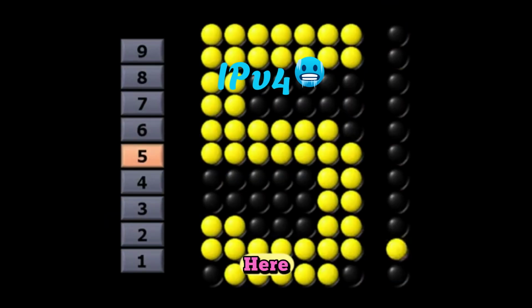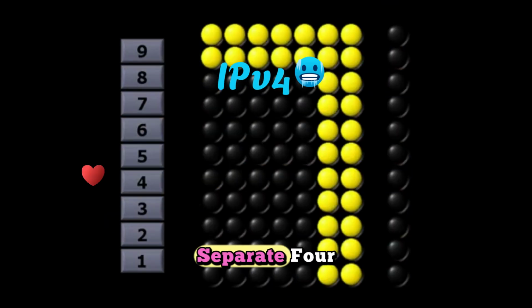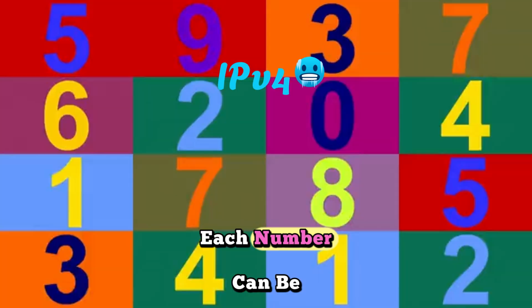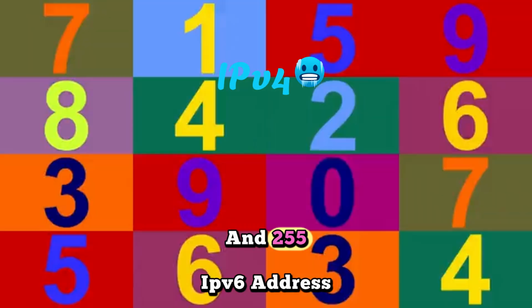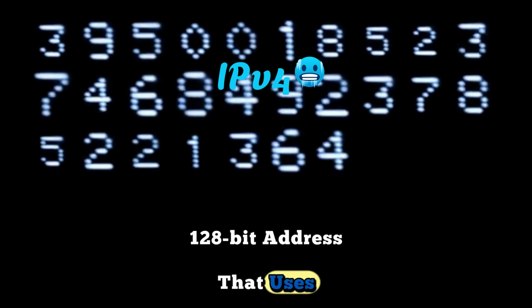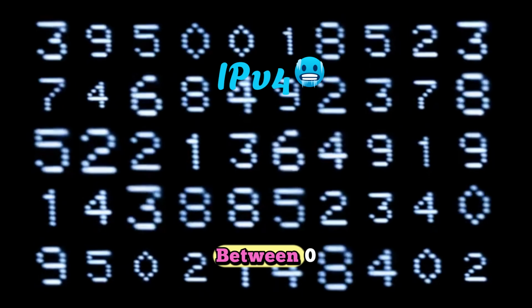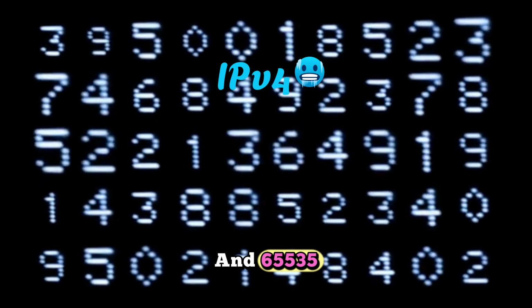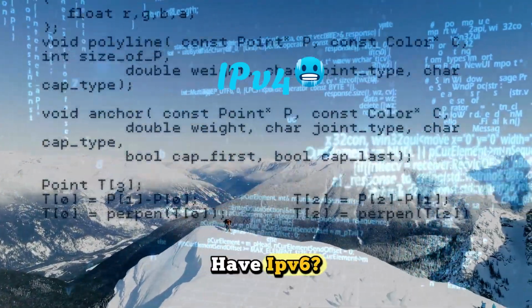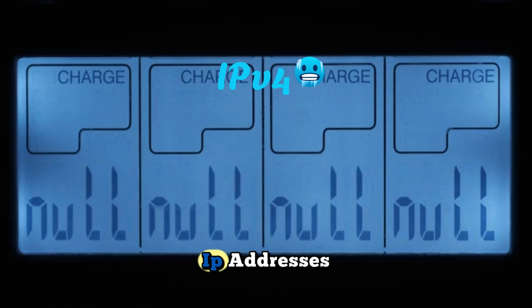As you can see here, an IPv4 address is a 32-bit address that uses dots to separate four 8-bit numbers. Each number can be between 0 and 255. An IPv6 address is a 128-bit address that uses colons to separate 8 16-bit numbers. Each number can be between 0 and 65535. Now, why do we have IPv6? Well, simply because we ran out of IP addresses.